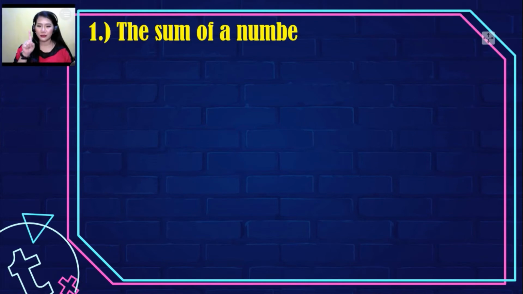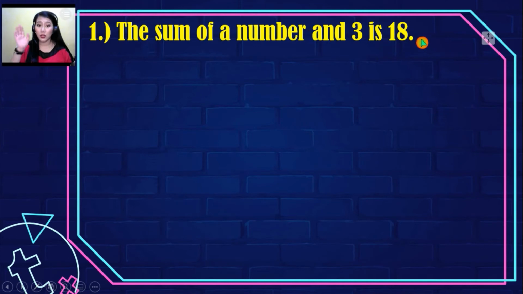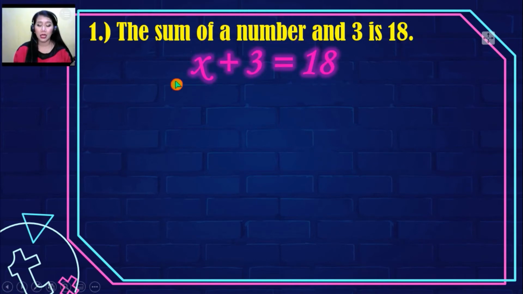Let's have the first example. The sum of a number and 3 is 18. So, ito yung kaninang present ko which we translated into its mathematical sentence or equation form. So, ito yung na-arrive nating equation, right? If I am going to ask you simply like this, what is that number when added by 3? The answer is 18. Sa Tagalog, ano daw ba yung number na yon na kapag dinagdagan ng 3, ang sagot ay 18? Right away, kaya niya ako masagot, diba?